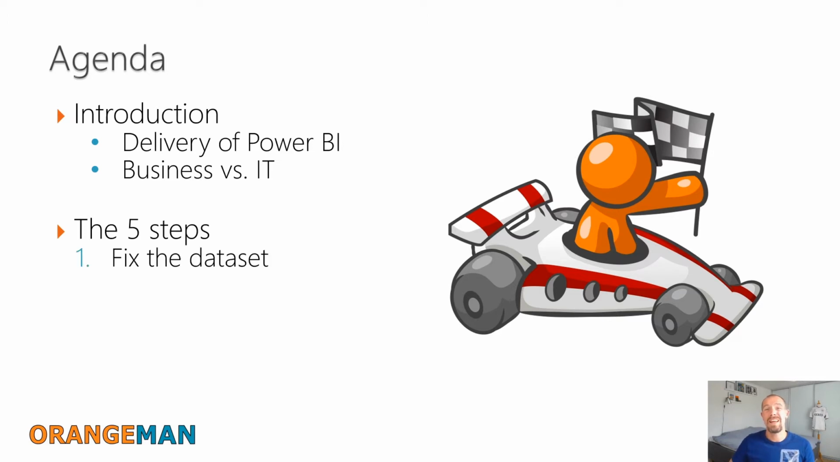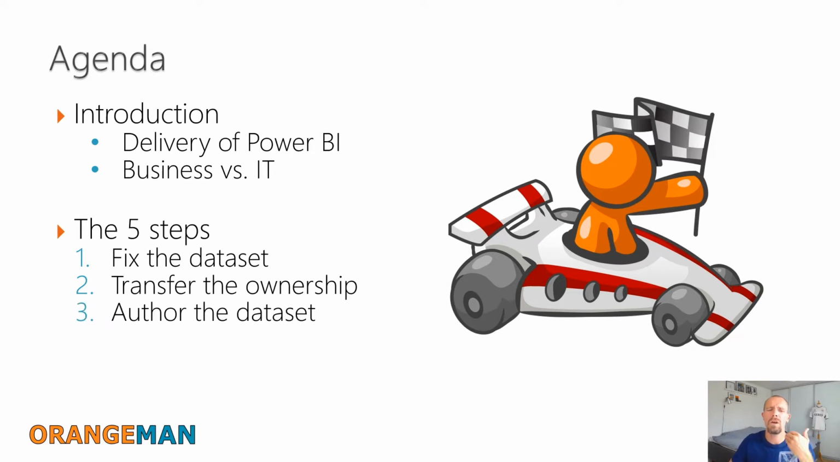So first off, you have to fix the datasets, and that is a very common mistake when you're taking a self-service model from business users. They don't really know about dataset data modeling. So first off, fix the dataset. Then we will go through and see how we can actually do the ownership transfer, before then going through how we can author the dataset in a more professional way.